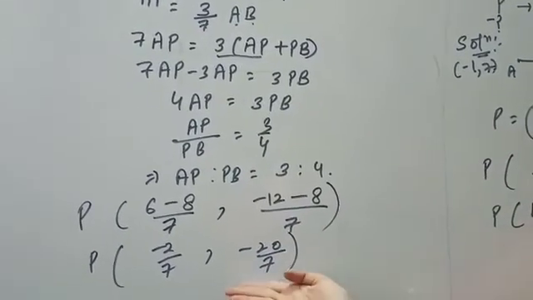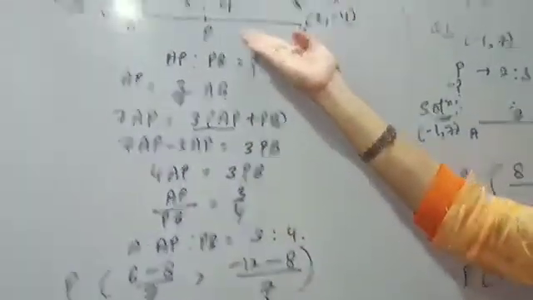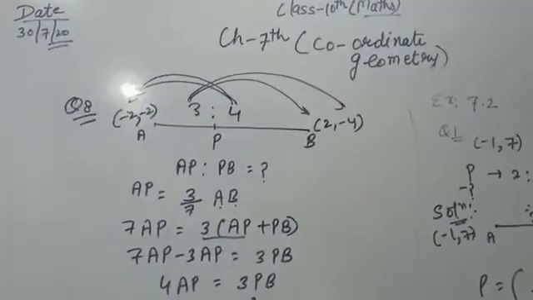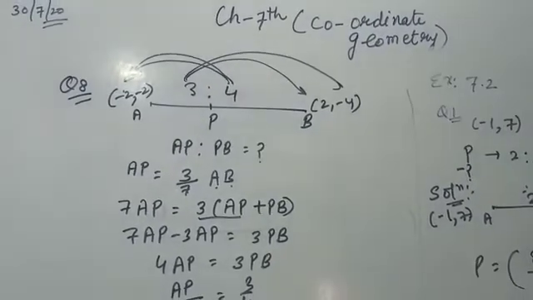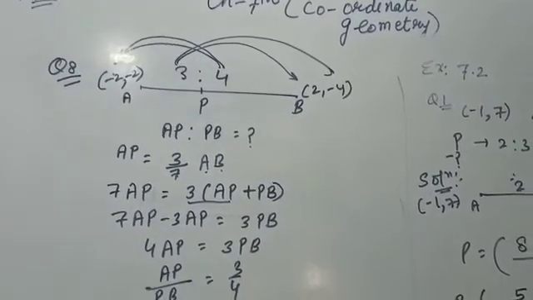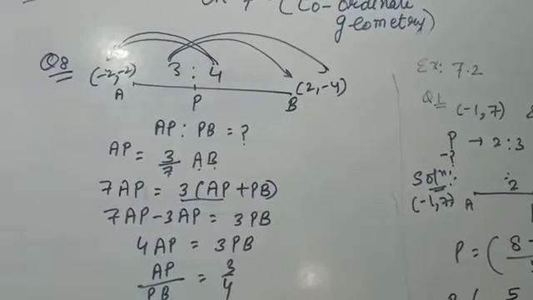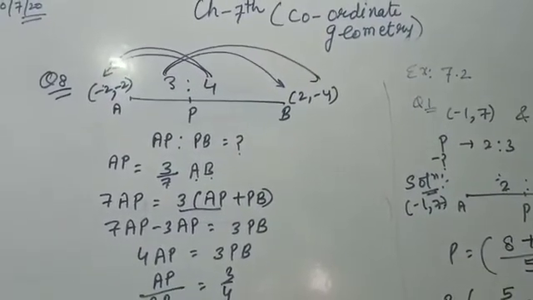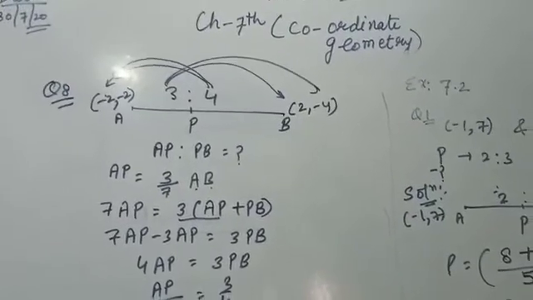So these are the coordinates of point P, which divides the line segment AB in the ratio 3:4. Dear students, here we have completed this part. In the next video session we will see how to find the ratio if the coordinates of the middle point are given.